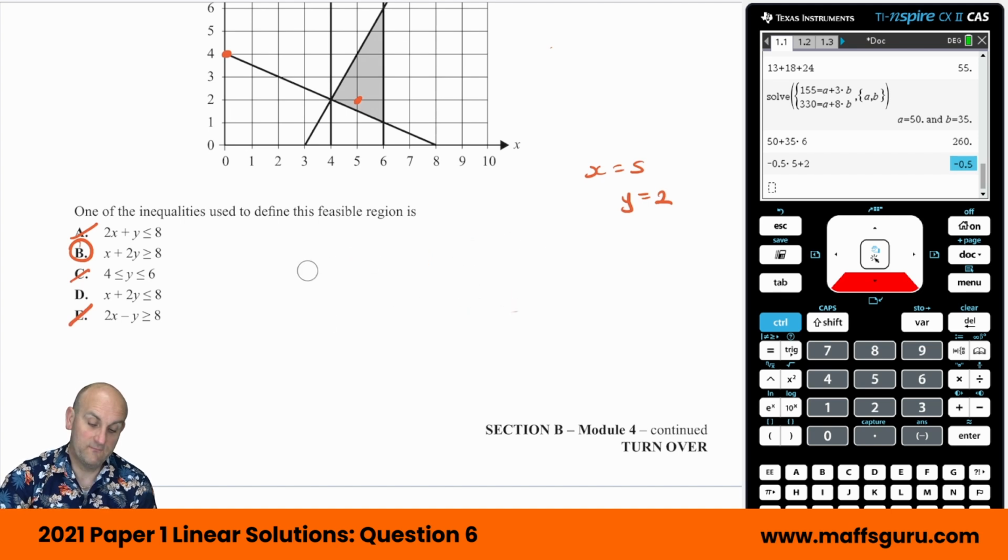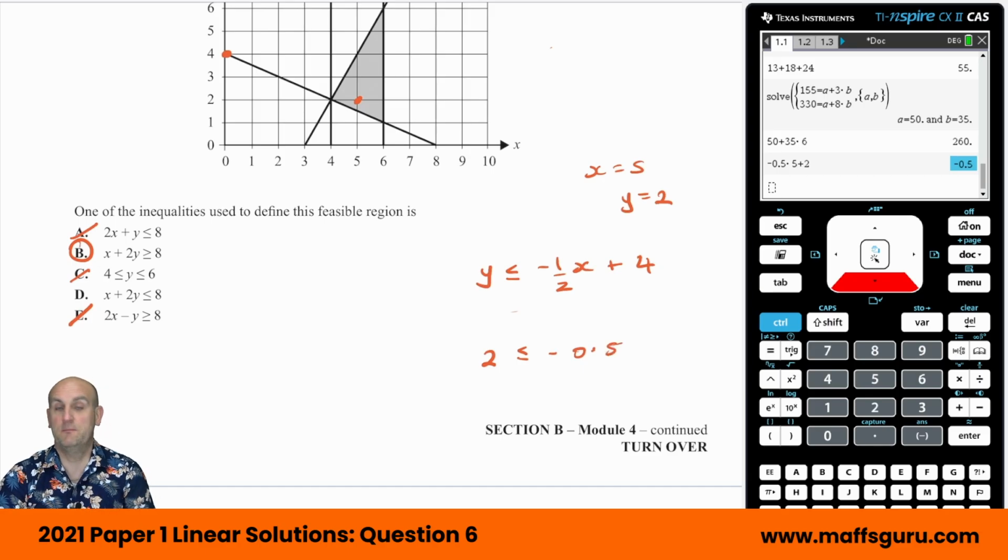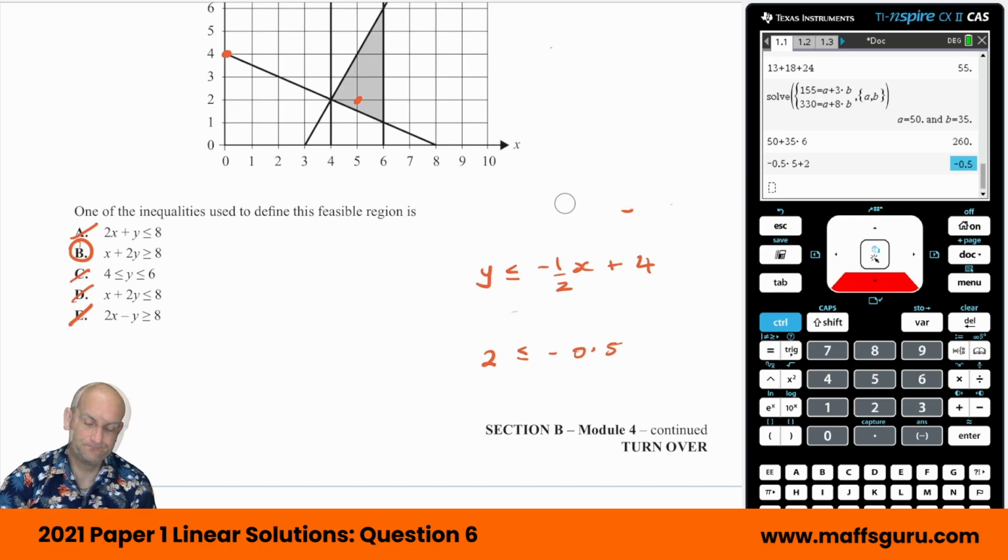And I'm fairly sure then it isn't going to be D, because if I have my equation of y is less than or equal to minus a half x plus 4, which is what we had before, then my y value there would be 2 less than or equal to negative 0.5. Is 2 less than minus a half? No, it isn't. So D isn't and B is.